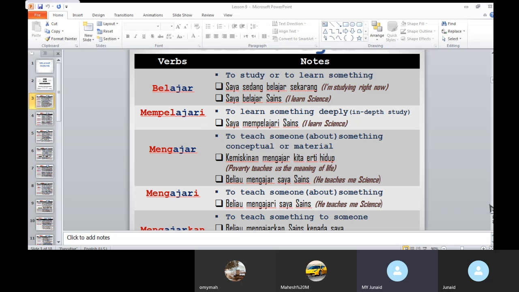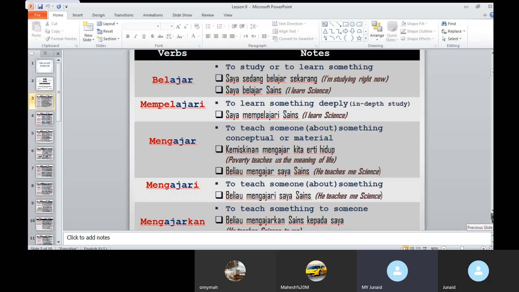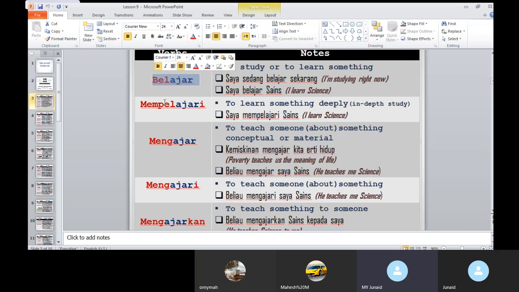So we have this word ajar, and we have different conjugations. We have belajar, mempelajari, mengajar, mengajari, and mengajarkan. So belajar means to study or to learn something, like saya sedang belajar sekarang. I'm studying right now.